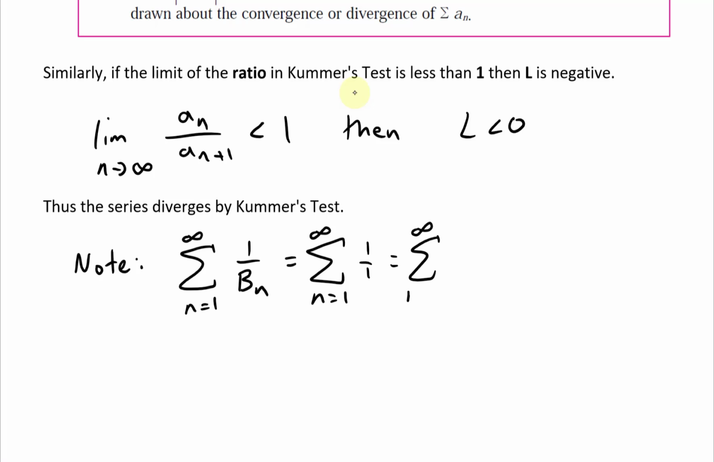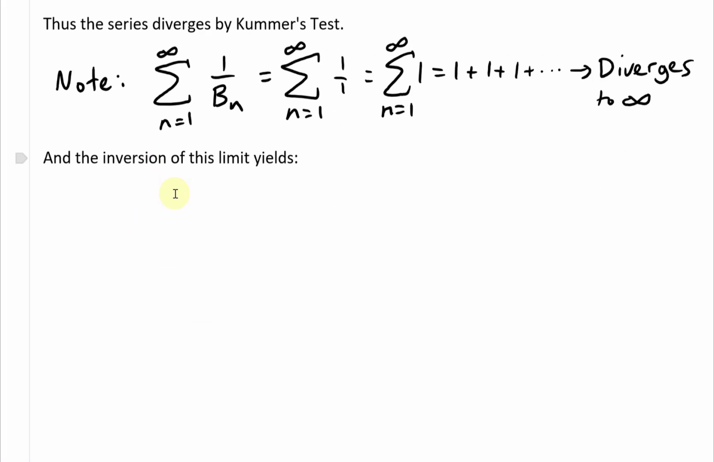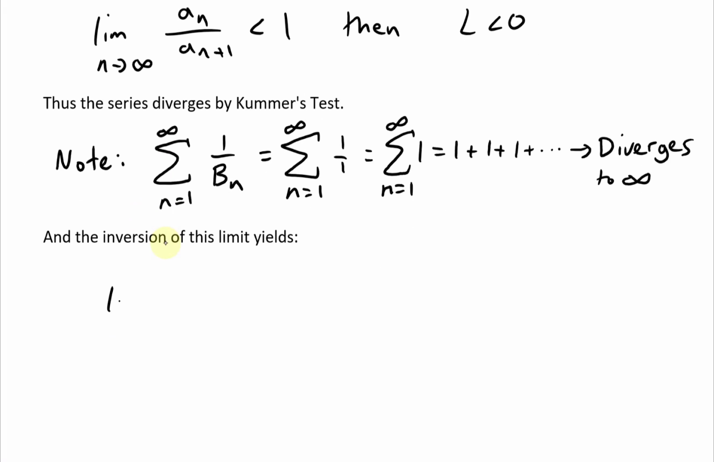This goes to 1 plus 1 plus 1, so you're going to infinity. You're going as large as n is, plus 1 plus dot dot dot. And this diverges to infinity. And the inversion of this limit yields, let me write the limit as n approaches infinity, and we're going to reverse that, so a sub n plus 1 over a sub n. So if this was less than 1, that means the inverse is going to be greater than 1, and this is going to be divergent from the ratio test.